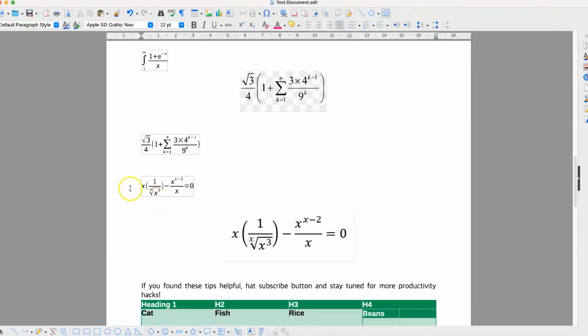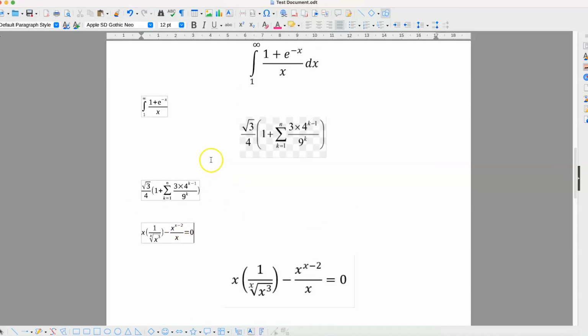All right, so you can see the equation is written correctly: x into 1 by x root of x cubed minus x raised to the power x minus 2 divided by x equal to 0. I think this is very correct. So now we have all our 3 equations written very correctly. So I challenge you to pick any equation, however small or however complex it is. Try to write it using the equation editor of LibreOffice.